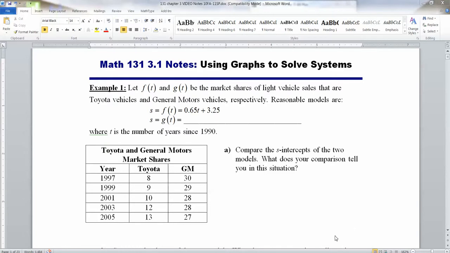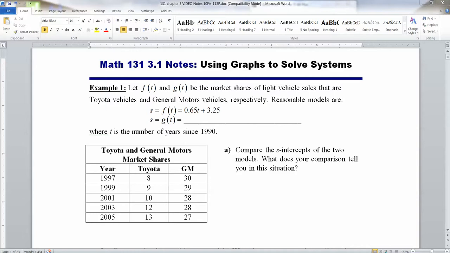We move now into Chapter 3. Chapter 3 is going to have us dealing with multiple lines. So in Chapter 1, we learned about lines again. In Chapter 2, we learned how to make linear models and how slope was the rate of change of those models. In Chapter 3, we're going to be working with multiple models at the same time, or multiple lines at the same time. So the first thing we want to do is use graphs to solve systems.